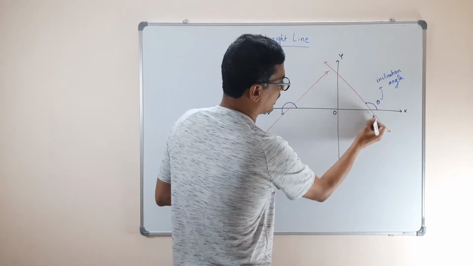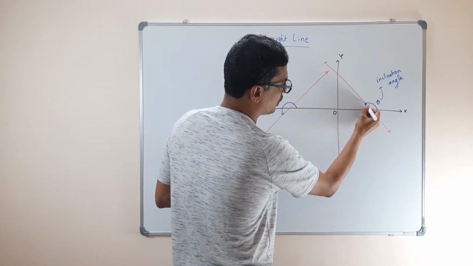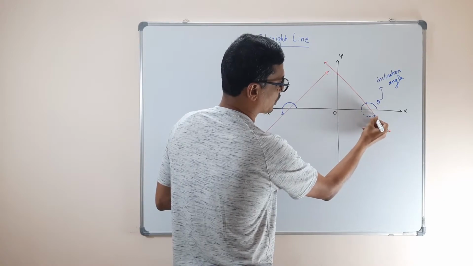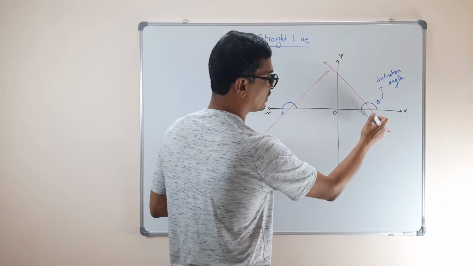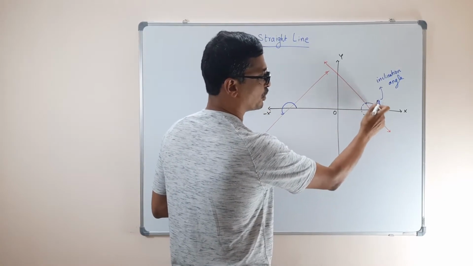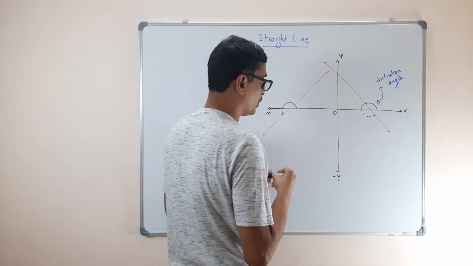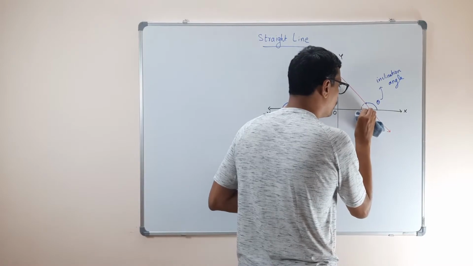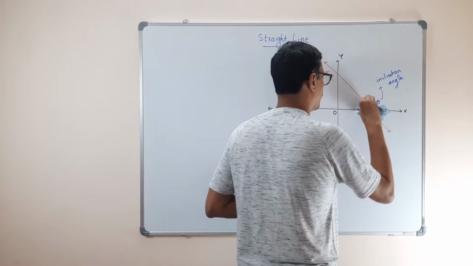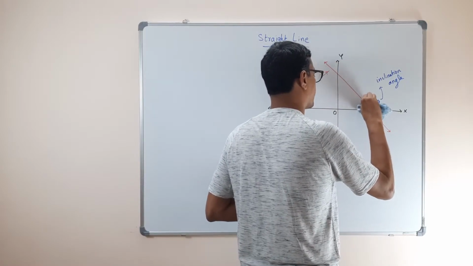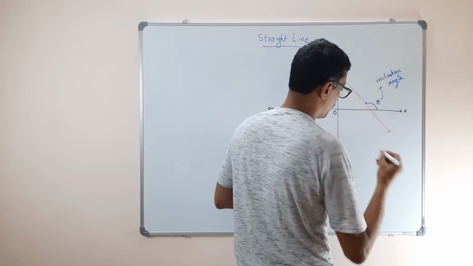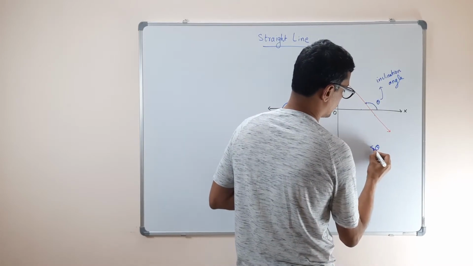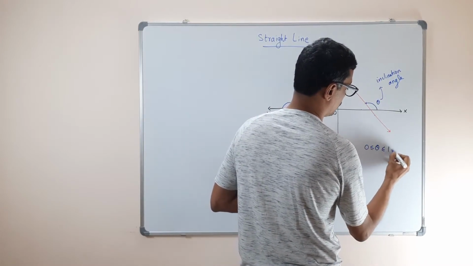I can tell this angle is this angle also, or I can tell it like this also, correct? So now this is not the smallest angle, this is the smallest angle. So that's what you define as your inclination angle. We will not use this angle as the inclination angle, we will use only the smallest angle. So your theta will be between 0 and 180 degrees.